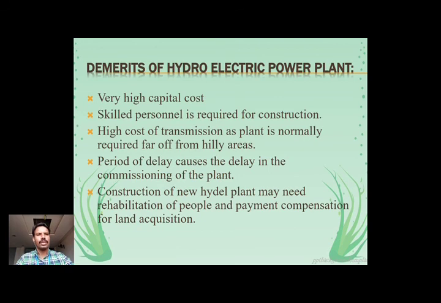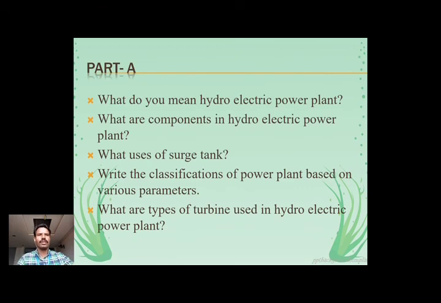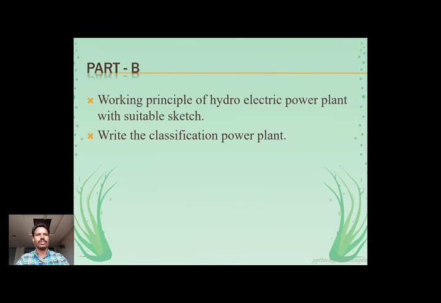Rehabilitation of people and payment of compensation is a main concern for the government for the land acquisition. In Vaigai Dam and Periyar Dam, even now the payment is pending. The people were using that land when the water level in the dam was low. It is possible to ask two mark questions and then Part B questions.